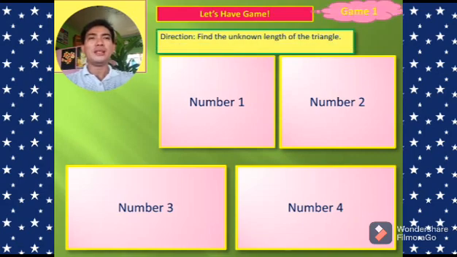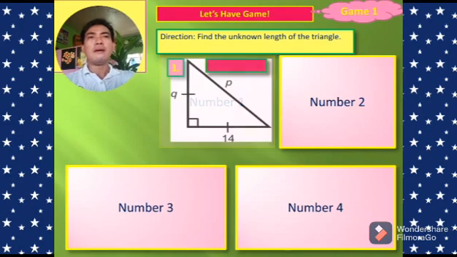With the direction, find the unknown length of the triangle. This is gonna be the same as in our first examples. Okay, so number 1. For sure, this figure is a 45 degree triangle since Q and 14 are equal, or the two legs of our triangle are equal. So what is the length of Q and P? 5 seconds starts now.